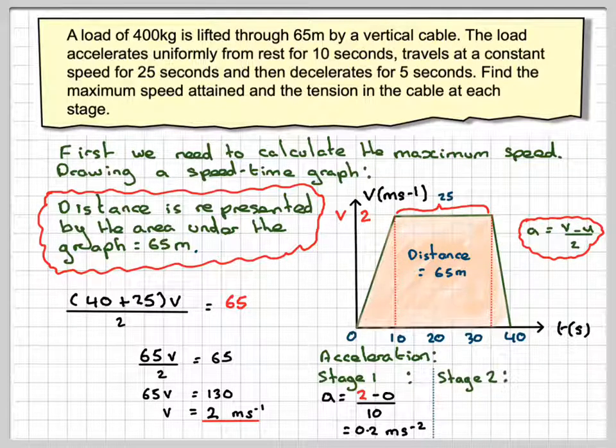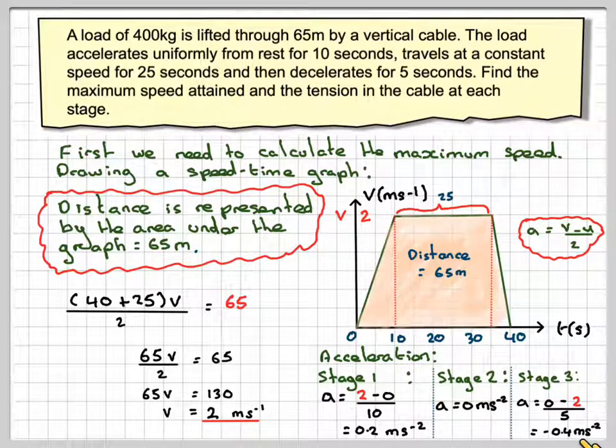In the second stage, there is no acceleration. We've got a horizontal straight line, so the acceleration will be 0, so constant speed. And in the third stage, we've got a deceleration, so it's going to be the final speed, which is 0, minus 2, over 5, so minus 2/5 gives me minus 0.4 meters per second squared. Now, the reason for calculating the acceleration is we need to find the tension in the cable at each stage using Newton's second law.